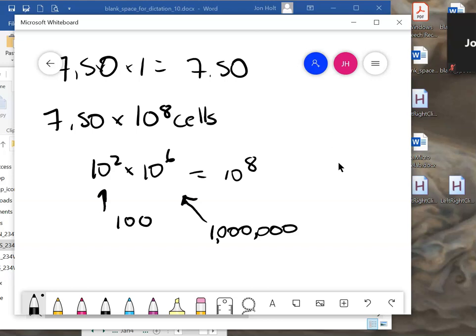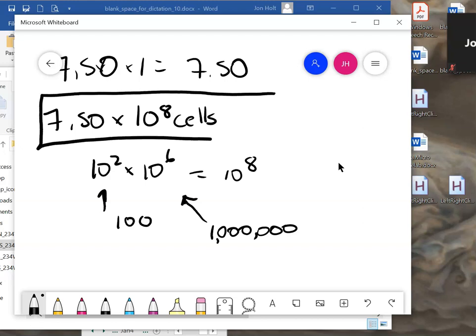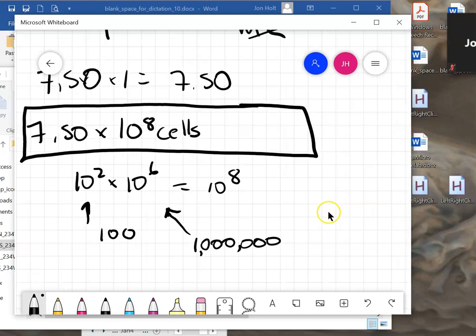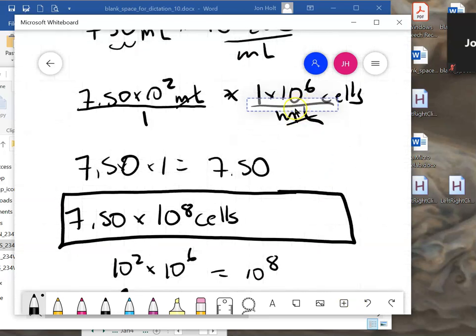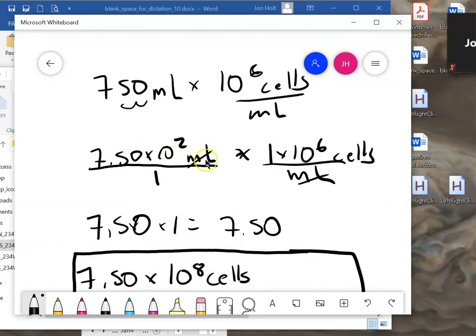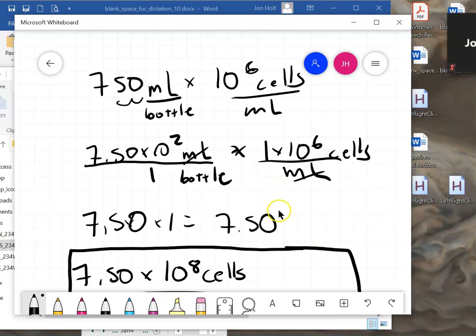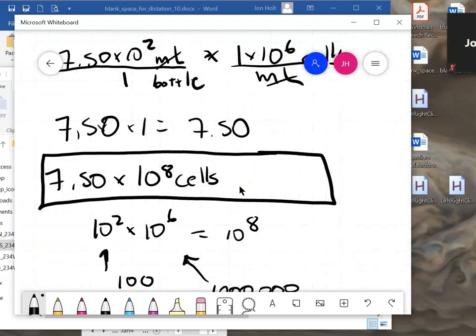This is our answer, and I can improve it a little bit. I can make it a little more specific. So what I could do is, whoops, yikes, I could change the units. I could change this to 750 milliliters per bottle. So that makes 7 milliliters per bottle. So our final units are cells per bottle. Per bottle. The final answer.